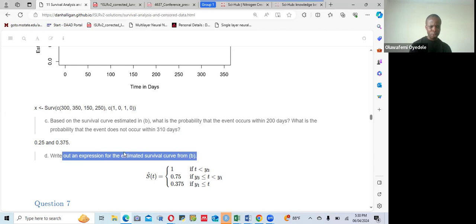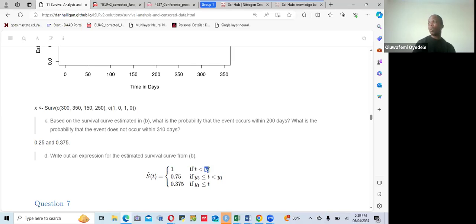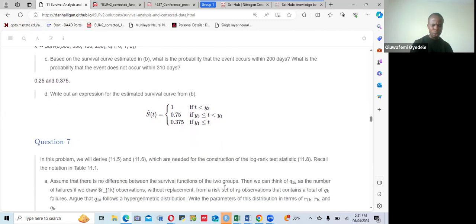So we should write an expression. So let's give this S(t), whereby S(t) equals 1 if t is less than y3. S(t) equals 0.75 if y3 is less than or equal to t, less than y1. But it equals 0.375 if y1 is less than or equal to t.